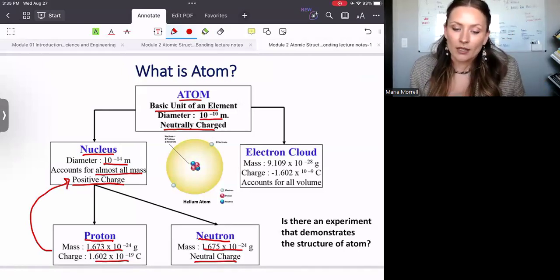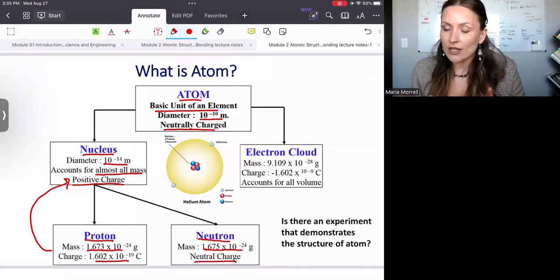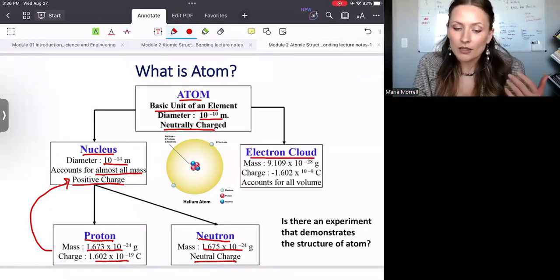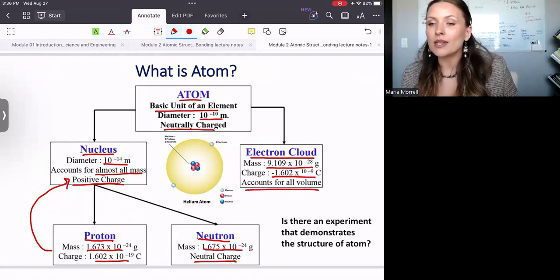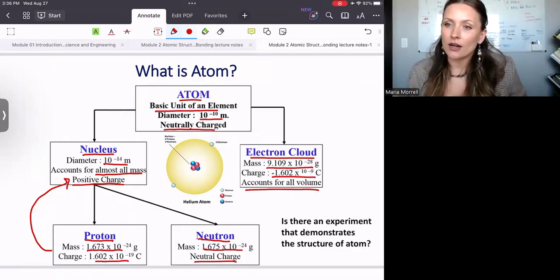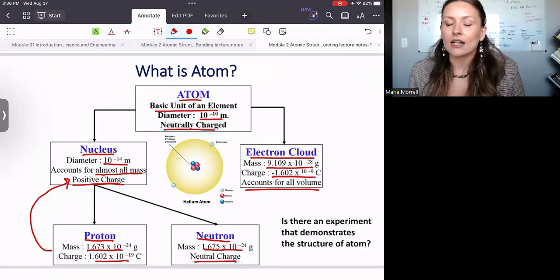Now, we also know that the area surrounding the nucleus is occupied by electrons, and we usually say an electron cloud. The electrons are very, very light, much lighter than either protons or neutrons, and they are negatively charged. The electron cloud accounts for all volume, meaning that the nucleus is extremely small compared to the entire volume of the atom. Scientists discovered this long before we invented very powerful electron microscopes or atomic force microscopes.